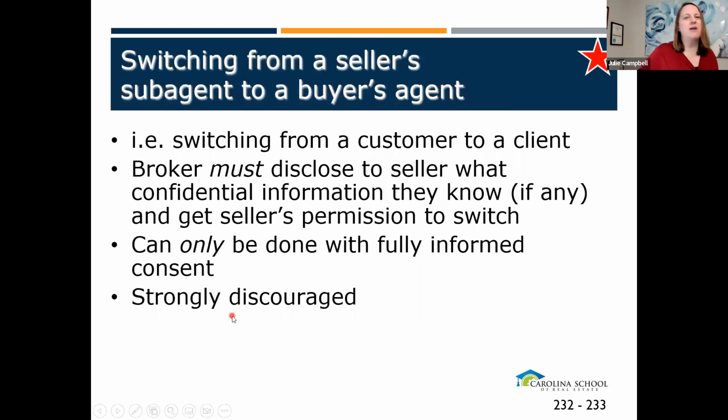I think I do want to be represented through this transaction. So let's talk about what switching from a seller sub-agent to a buyer's agent could look like. First, this is not the most recommended method of conducting your business. It is strongly discouraged. Again, if we can do it right up front, we probably won't be here later down the road. But let's think about what we're doing when we're making that switch.